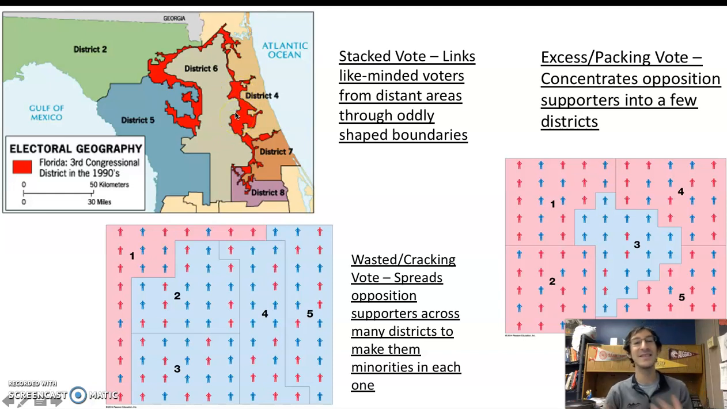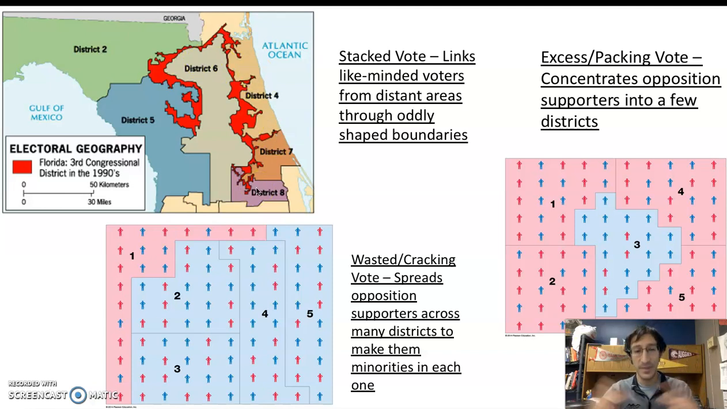And so this was considered stacked voting. It linked like-minded voters from distant areas through oddly shaped boundaries. And this is oddly shaped. It's stacked, even though it doesn't look stacked. You're combining all these people in a very awkward shape to make sure that they have the ability to vote for each other and not be cut out in these other districts. So it's contiguous, it fits, and it has the same number as districts 5, 2, 6, 4, 7, 8, and so on.